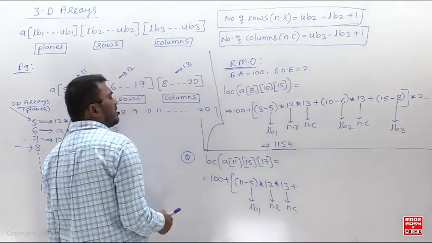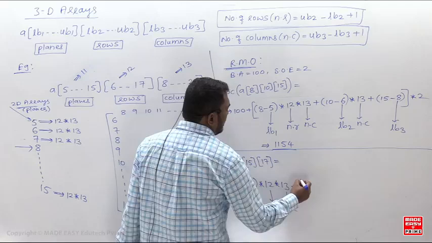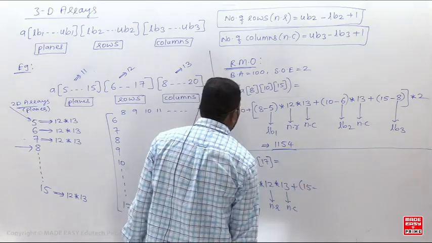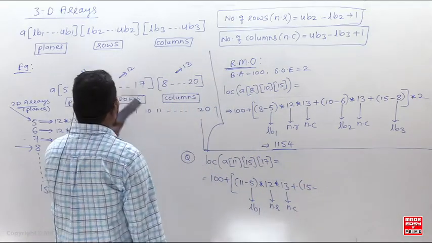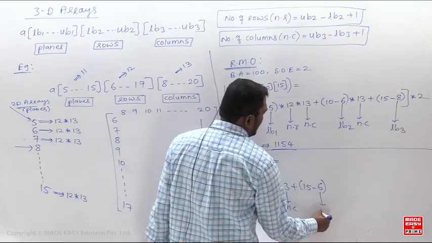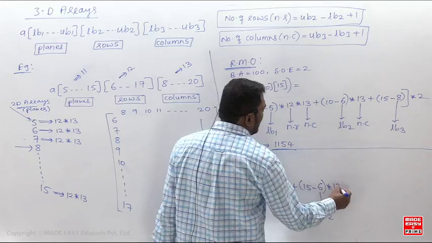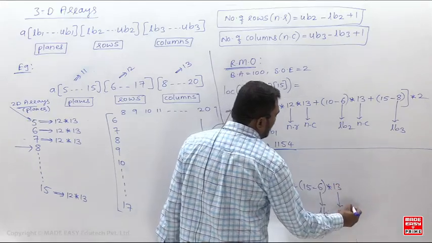Now it's a row major order, so the first concentration is on the rows. Next is your rows. Row number 15 you have to go to. So how many rows do you have to cross? 15 minus 6. So this many rows you have to cross. What is this here? LB2. And every row is having how many elements? 13. This is the number of columns.